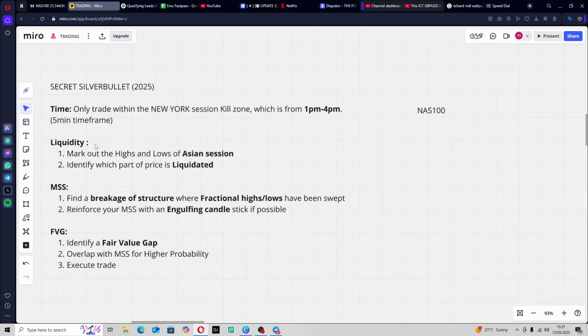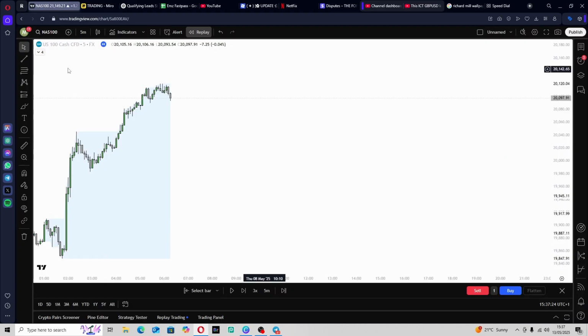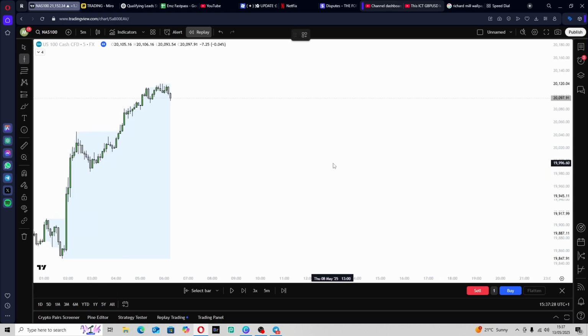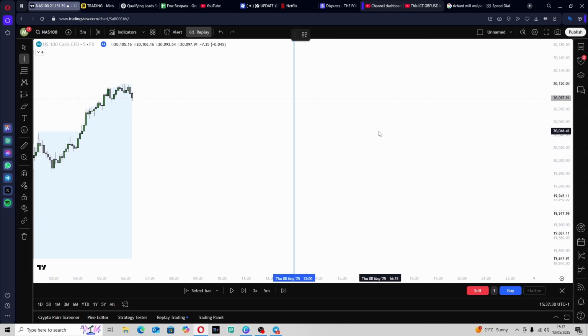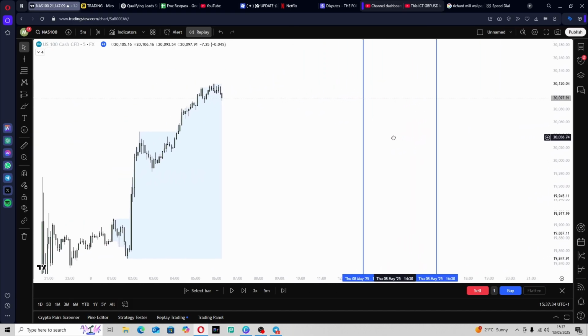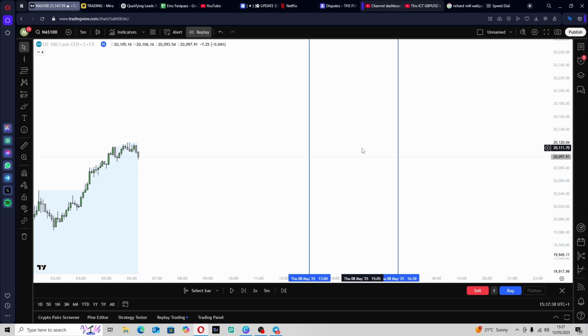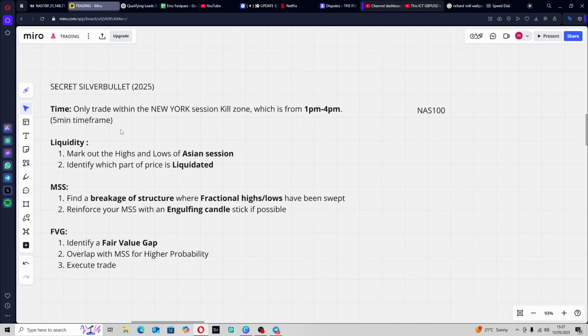So what we're going to do is only trade within the New York session kill zone, which is going to be from 1 p.m. until 4 p.m. on the 5-minute time frame. So this is what we will do. We're going to be marking out our 1 p.m. right here, and let's mark out our 4 p.m. right here too. So let's say 4:30, right? And as soon as we have this down, we know exactly when we are supposed to trade, right? And as soon as we know when we're supposed to trade, we can easily mark out our confluences.